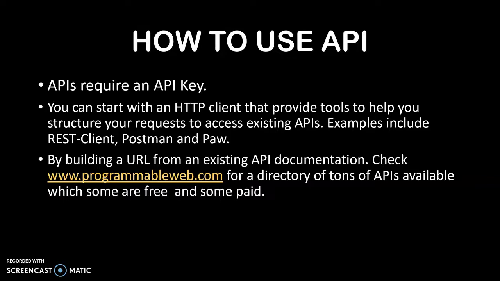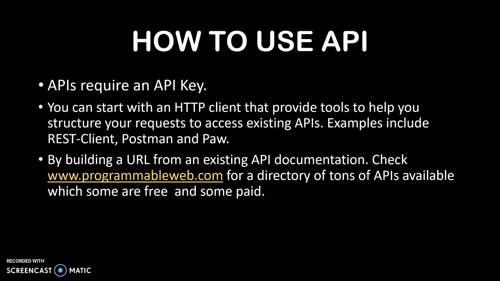Second, we'll be starting with an HTTP client that provides tools to help you structure requests to access existing APIs. Examples include REST client, Postman, and PAW. By building a URL from an existing API documentation, check www.programmableweb.com for a directory of tons of APIs available, which some are free and some paid.